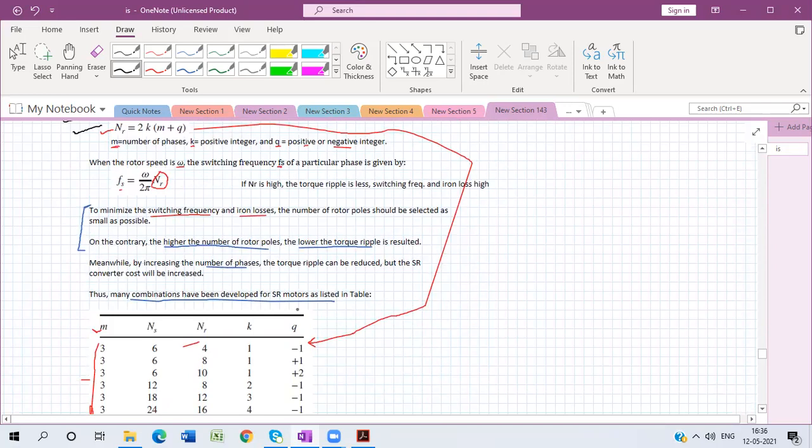Yes, this is very important. If you are going for a higher number of rotor poles, there is lower torque ripple. If you are increasing the number of rotor poles, obviously what happens? The torque ripple is reducing.